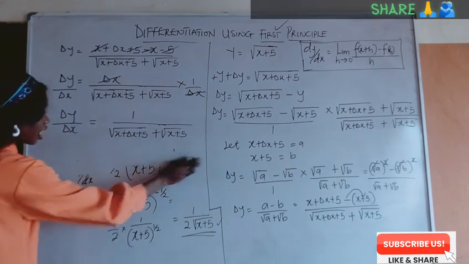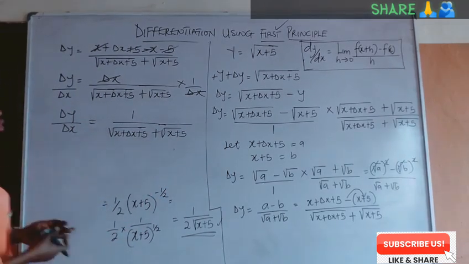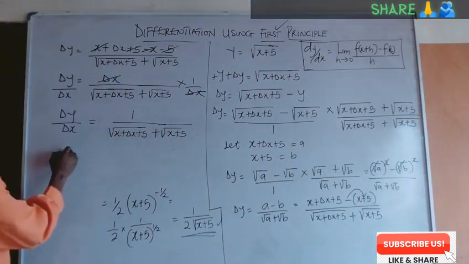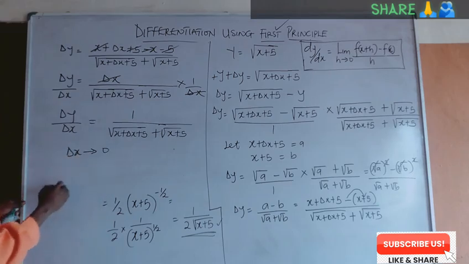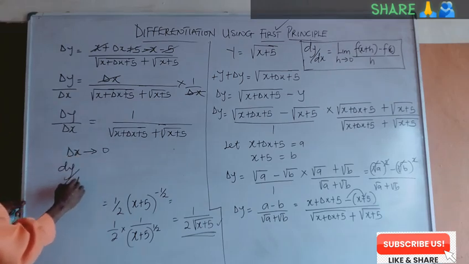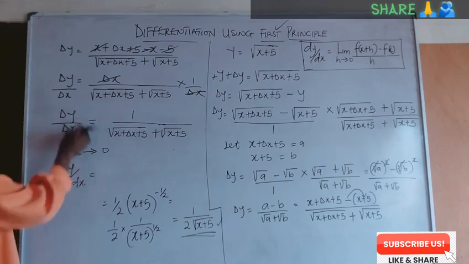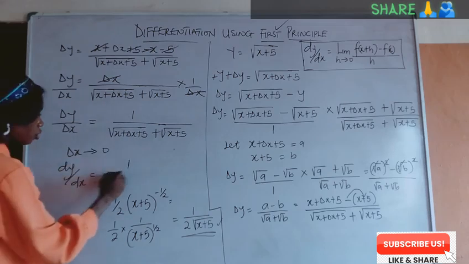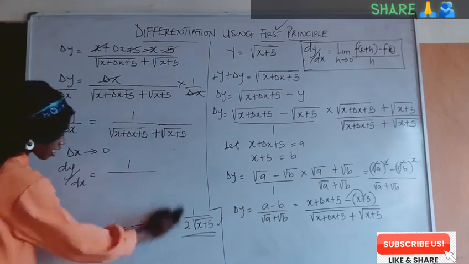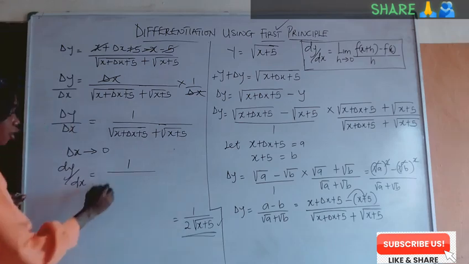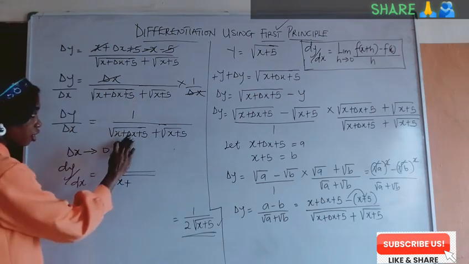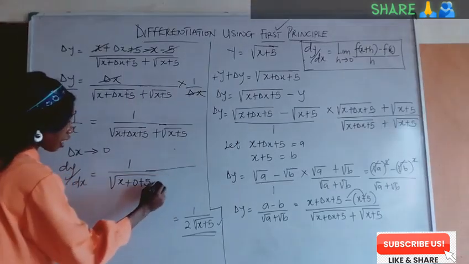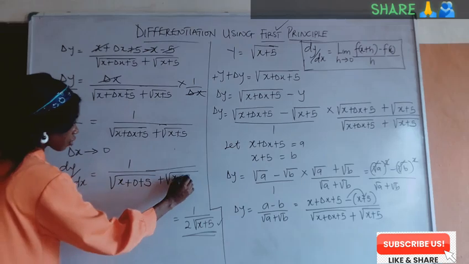So finally, what do you have? At this point, you introduce your limits as this change tends to 0. So in that case, we can say as change in x tends to 0, we can now have dy dx. Each time you introduce your limits, change this from change to dy dx. So we're going to have 1 over root of x plus, replace this with 0, so we have 0 plus 5, all over plus root of x plus 5.